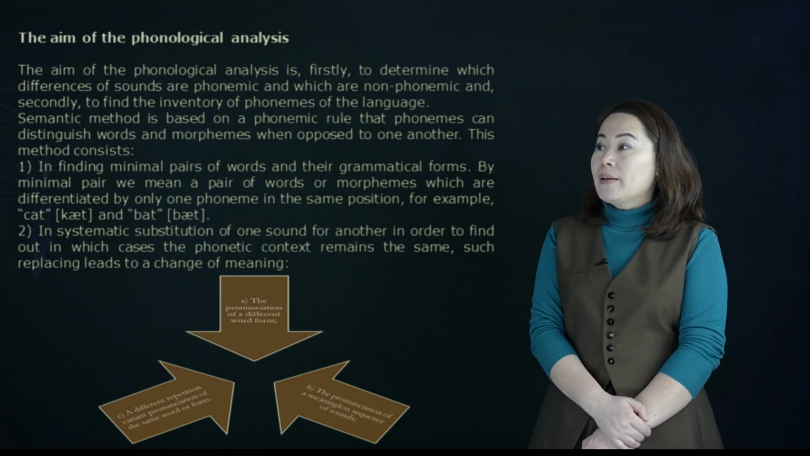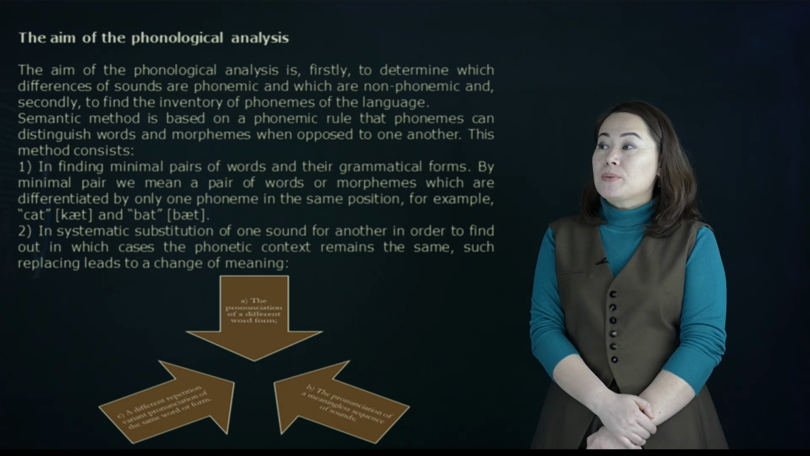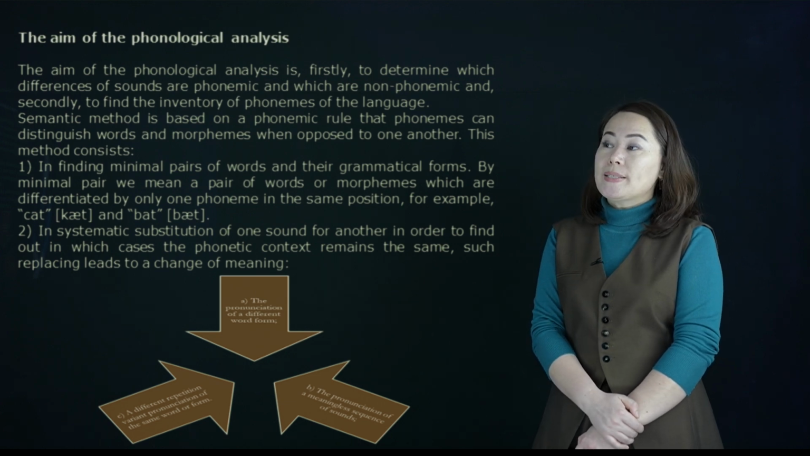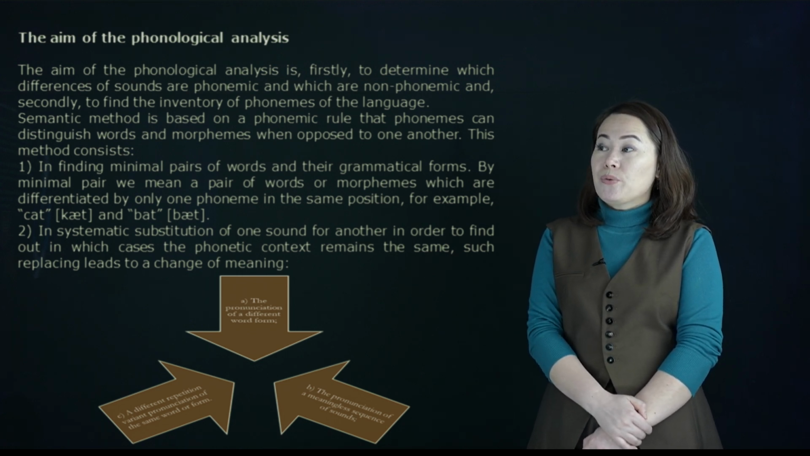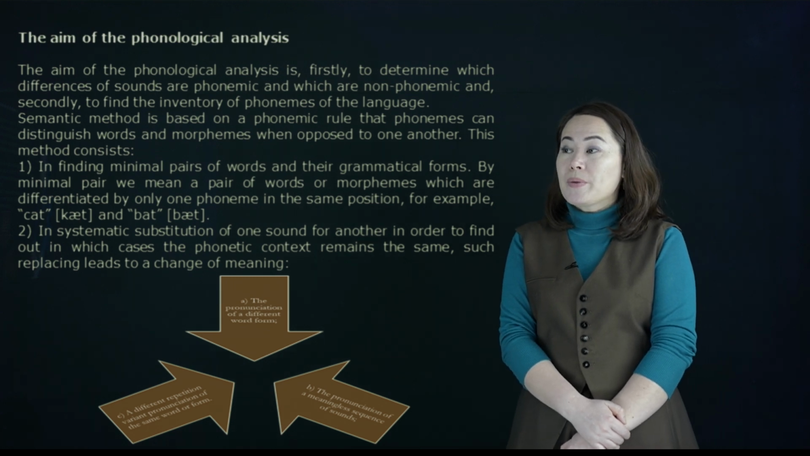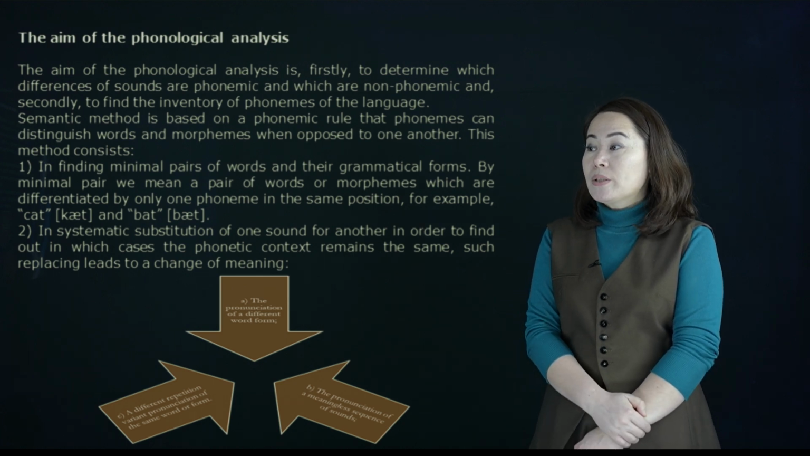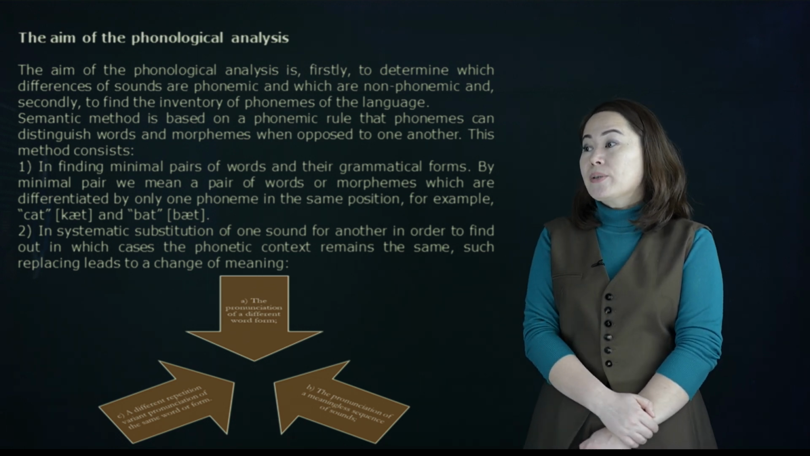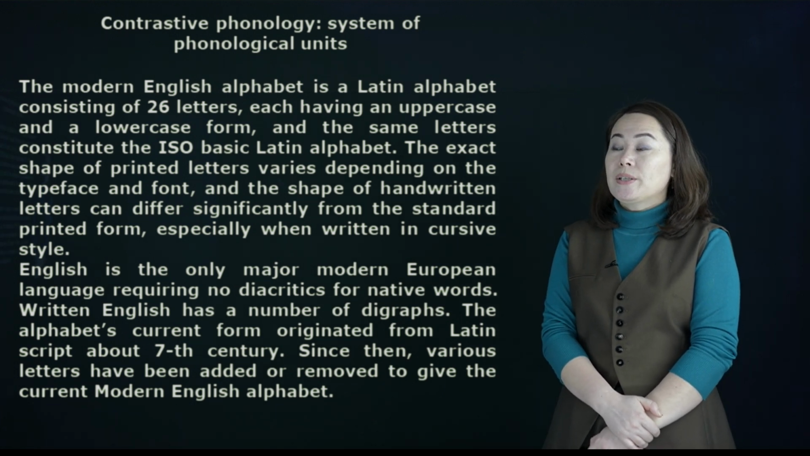Here are the examples: cat and bat. Next is systematic substitution of one sound for another, in order to find out in which cases, with the phonetic context remaining the same, such replacing leads to a change of meaning. Here is the first one, the pronunciation of different word forms, the pronunciation of meaningful sounds, and the different representation of various pronunciation. And contrastive phonology, the system of phonological units.